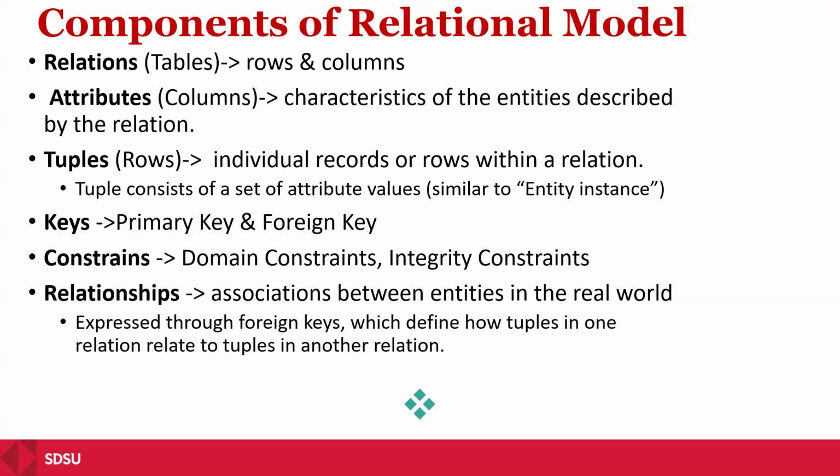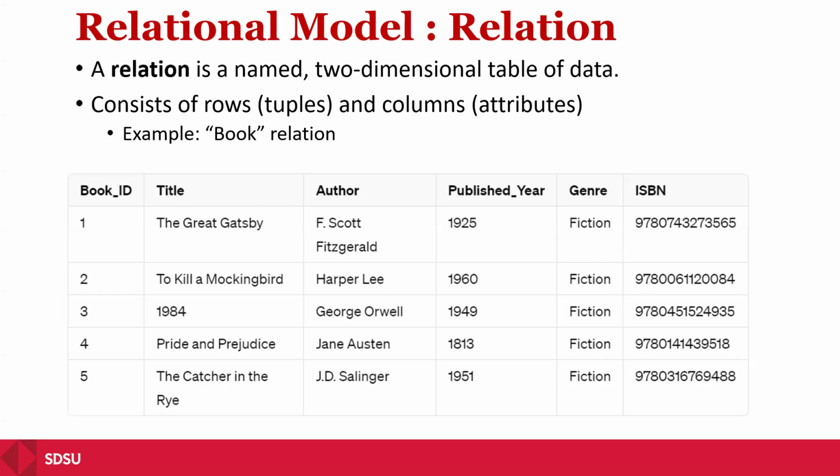Right. So what is a relation? A relation is a named two-dimensional table of data. So it consists of rows and columns. The key point here is that it's named, so it must have a name, and it's two-dimensional, so there are columns and rows. As we remember from the previous slide, columns represent attributes and rows represent specific instances of this relation, or instances of entities in the conceptual data model.